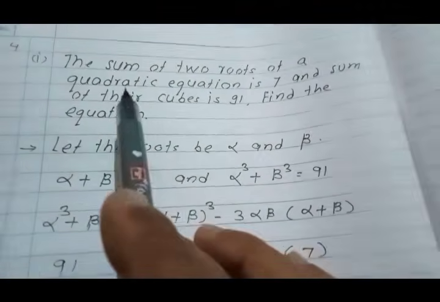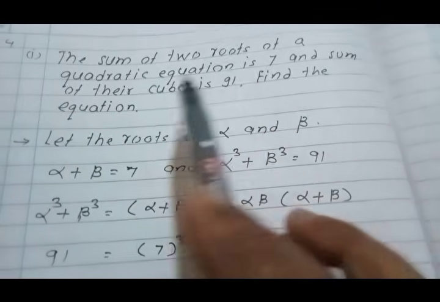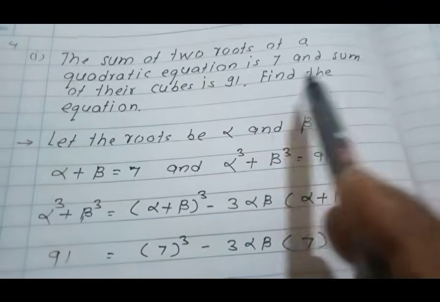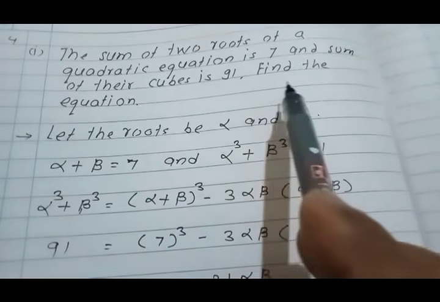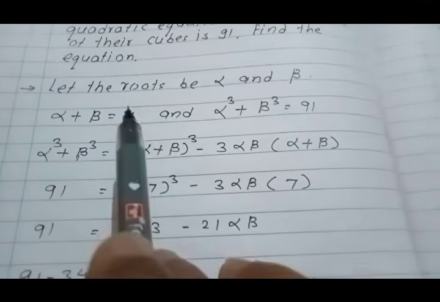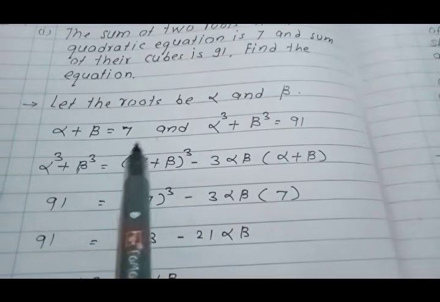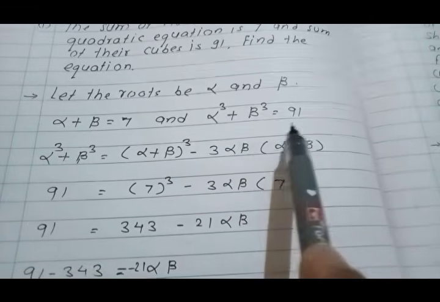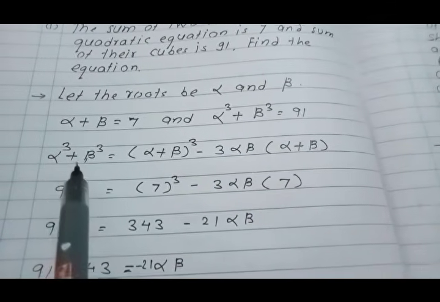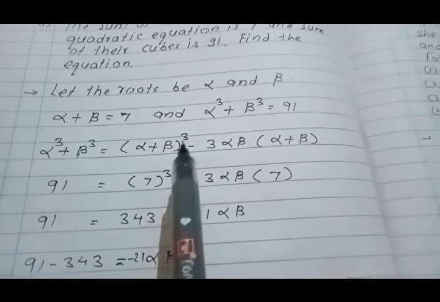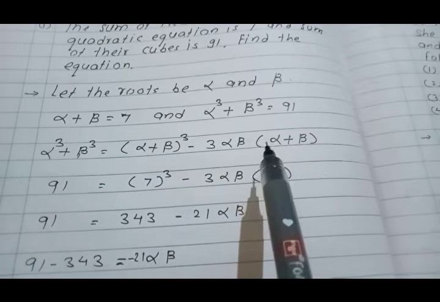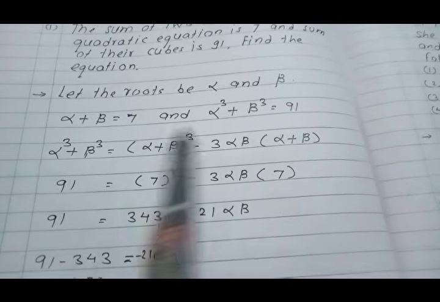Question 4.1. The sum of two roots of a quadratic equation is 7 and the sum of their cubes is 91. Find the equation. Answer. Let the roots be alpha and beta. Alpha plus beta is given as 7 and alpha cube plus beta cube is 91. The formula: alpha cube plus beta cube is equal to (alpha plus beta) whole cube minus 3 alpha beta (alpha plus beta).